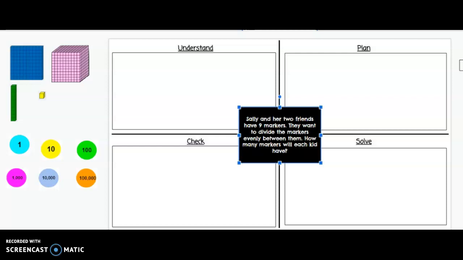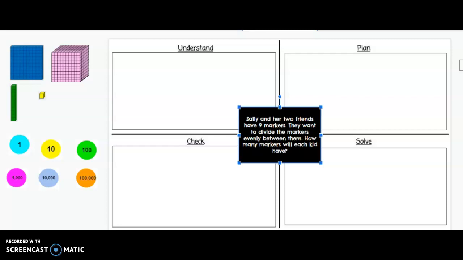Today we are going to come up with our own one-step division word problem, and we're going to use the UPS check to solve the problem that we come up with. So the problem that Miss Noble came up with was: Sally and her two friends have 9 markers. They want to divide the markers evenly between them. How many markers will each kid have?